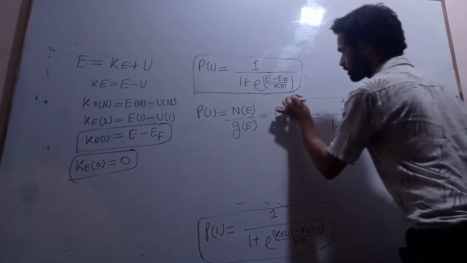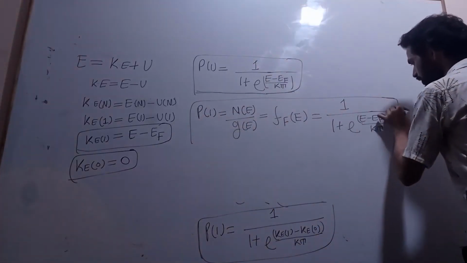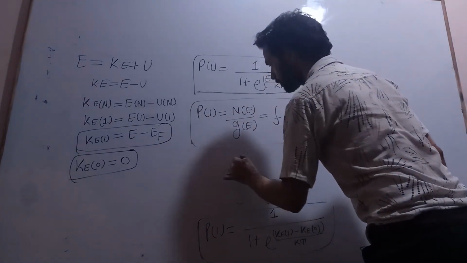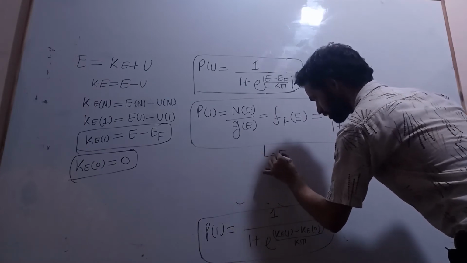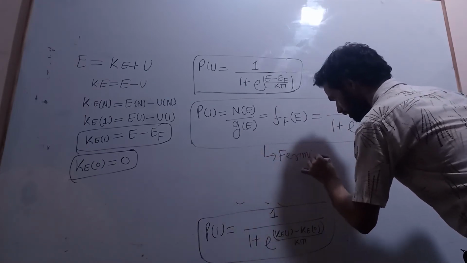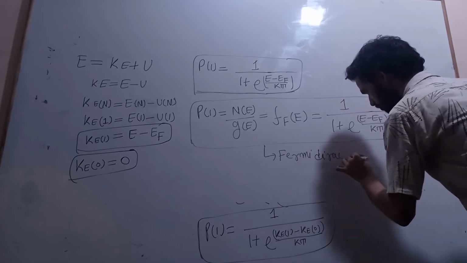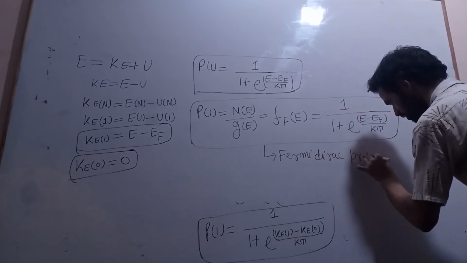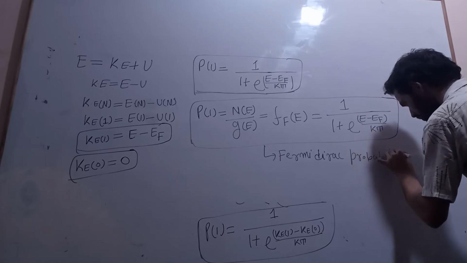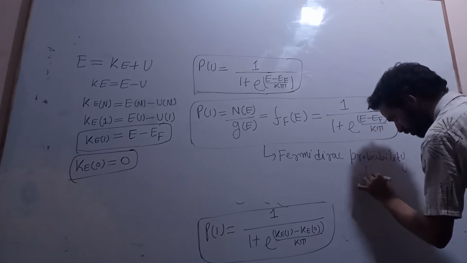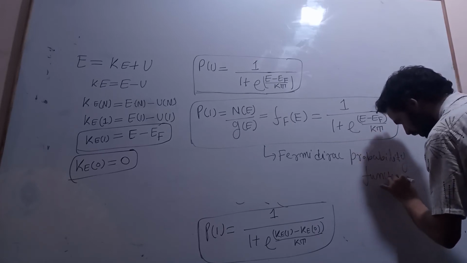Okay, so what is this? This is my Fermi Dirac probability function. Okay, Fermi Dirac probability function.